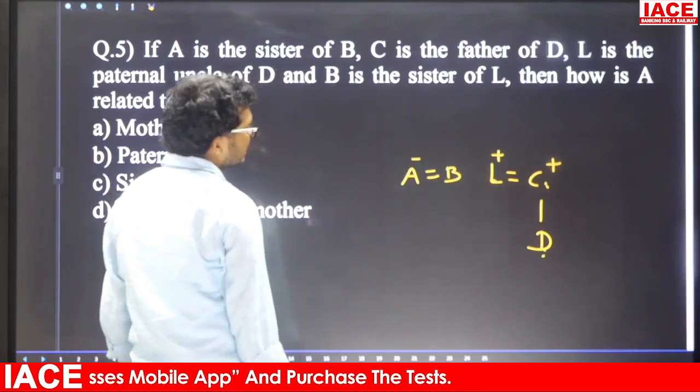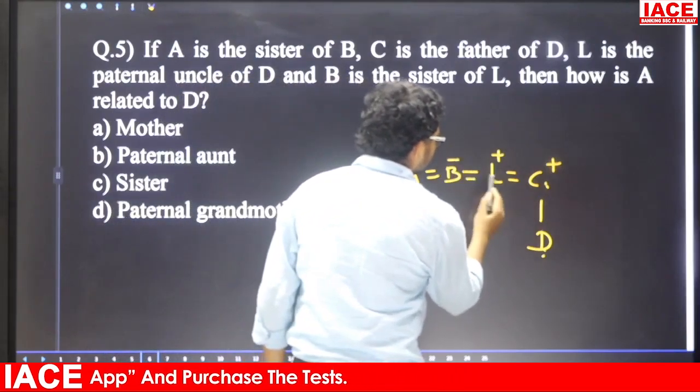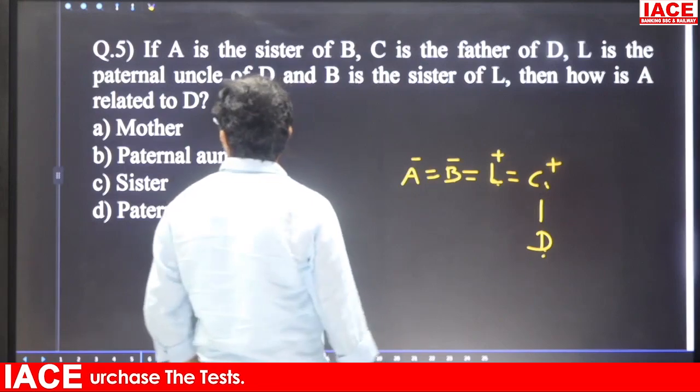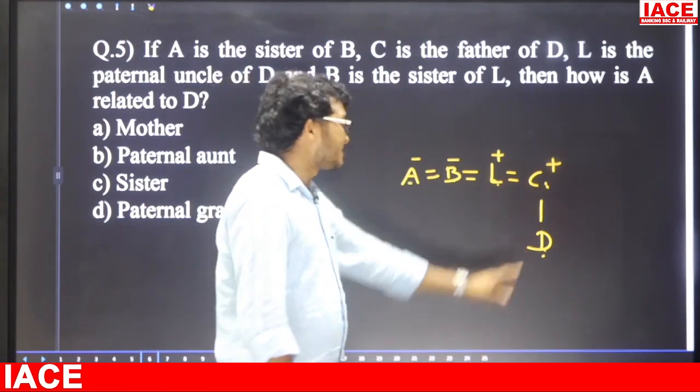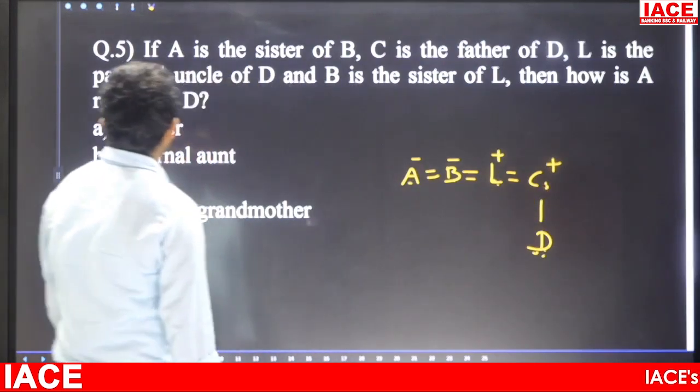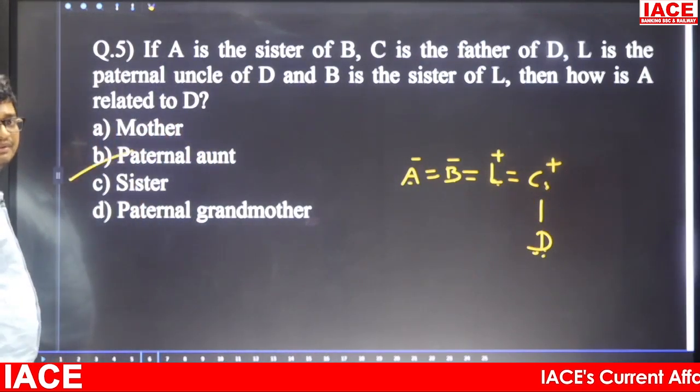Next, B is the sister of L. Then how is A related to D? Aunt, otherwise paternal aunt. So the answer is paternal aunt. Answer is option B.